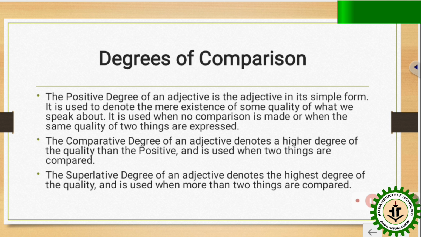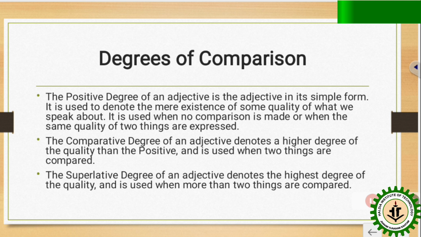Again, if we want to convert this same sentence into superlative degree, the sentence will become, Joshi is one of the most interesting writers of history, which means there are a few best interesting writers of history and Joshi is one of them. So the sentence will be in superlative degree, Joshi is one of the most interesting writers of history.